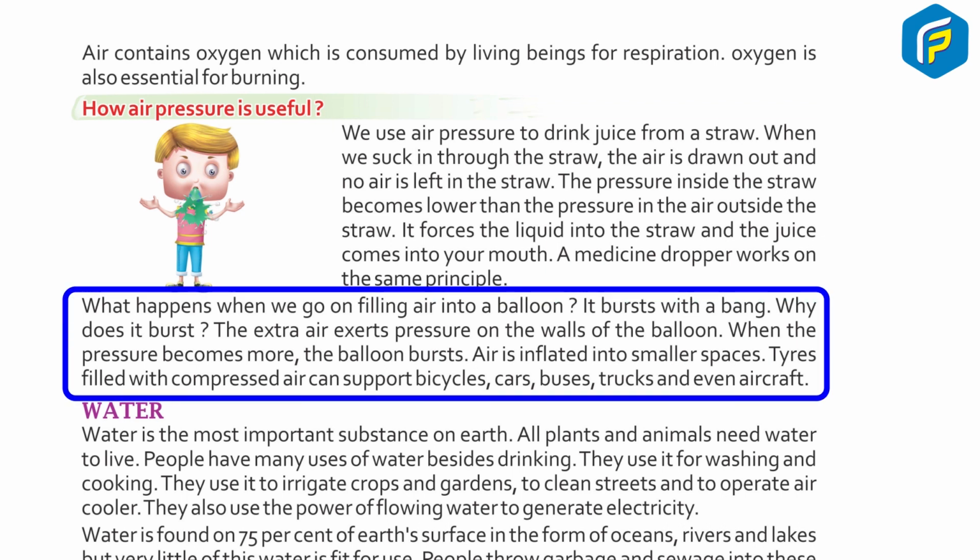What happens when we keep on filling air into a balloon? It bursts with a bang. Why does it burst? The extra air exerts pressure on the walls of the balloon. When the air pressure becomes more, the balloon bursts. Air can be compressed into smaller spaces. Tires filled with compressed air can support bicycles, cars, buses, trucks, and even aircraft.